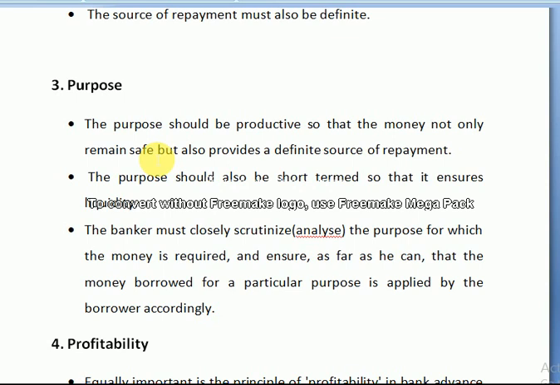And mostly the loan amount which is given should be short term. The amount should be used in different projects, but those should be short-term projects, not long-term projects. So this was the third principle: when banks sanction a loan or advance to the borrower, the purpose of that loan amount or borrowed amount must mandatorily be known. The information should be known by the bank, that for which purpose the borrower is borrowing this money.